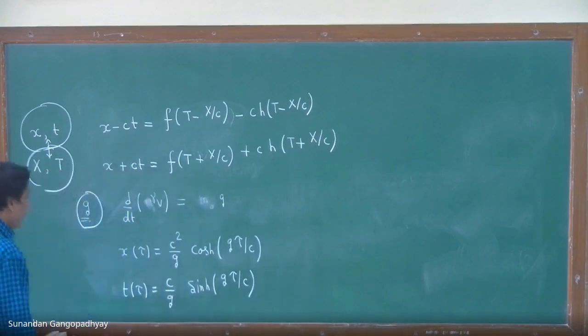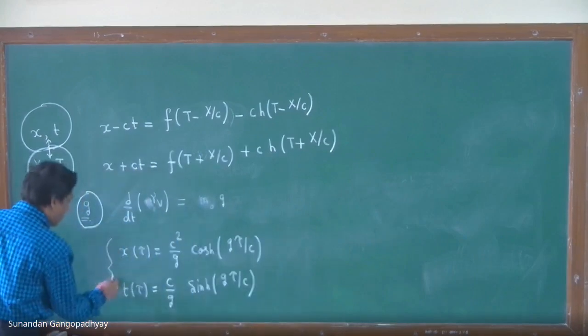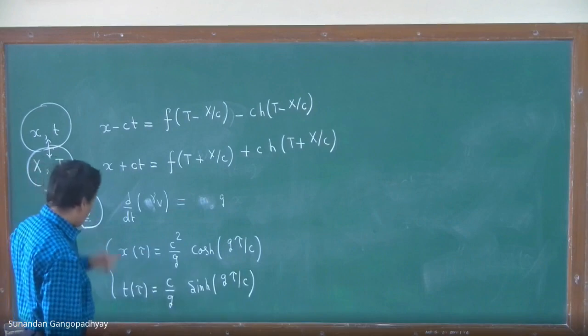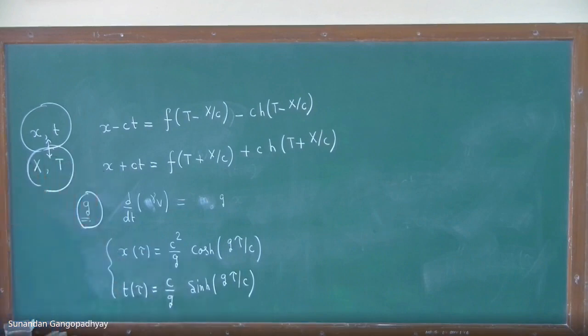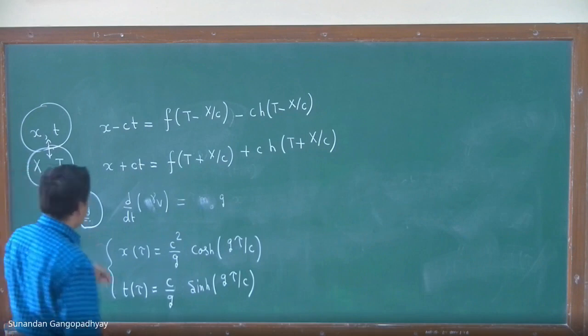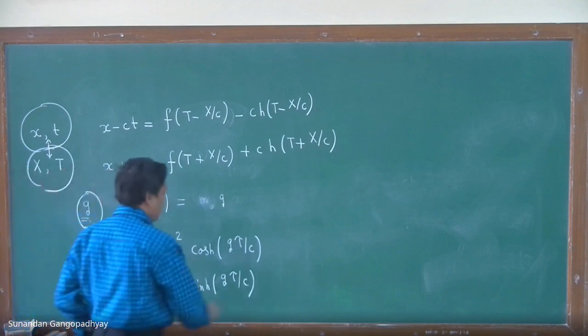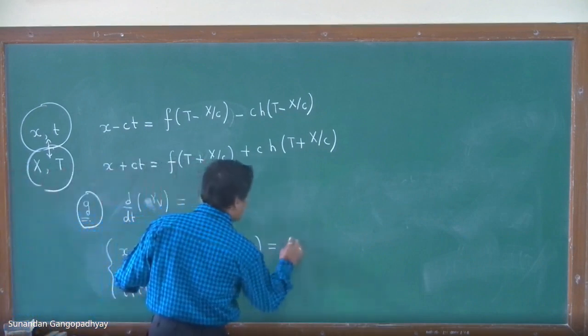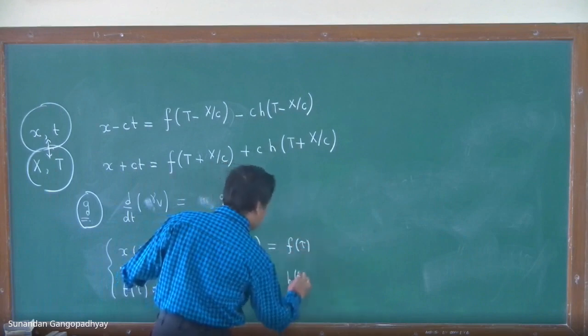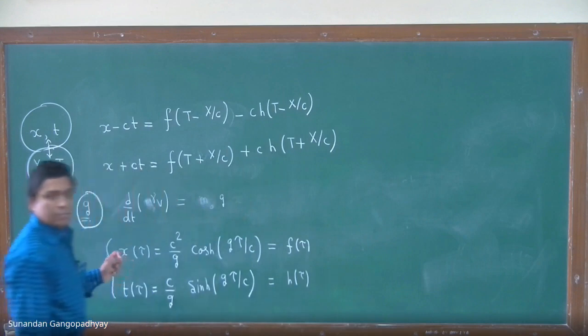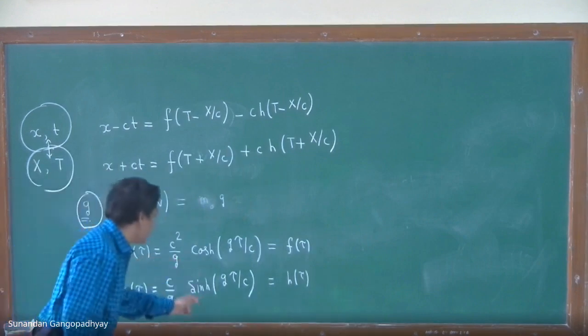So what we have obtained from here is we had solved in the previous lecture that these are the functional forms, and now that we know what the functional forms are, you can immediately find x of tau, this is nothing but f of tau, and this is nothing but h of tau. So these are the functional forms.